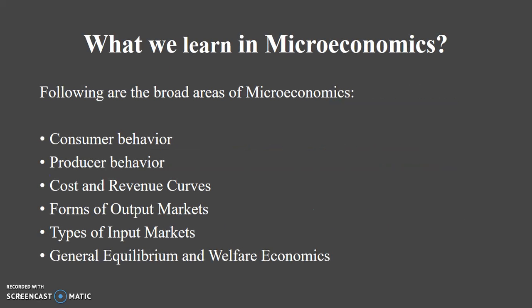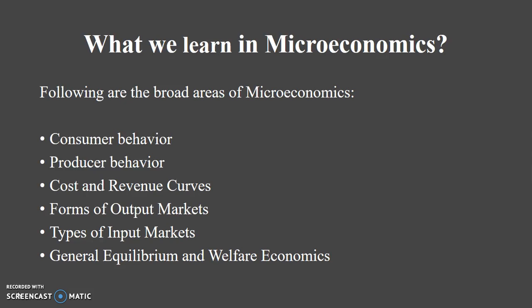we have what we learn in microeconomics, the broader view about the subject matter. We start this microeconomics course usually with consumer behavior, and from consumer behavior we derive the demand curve of the individual and market. Then we move on to producer behavior. In producer behavior, we learn how a producer behaves in certain conditions, and from there we derive supply curves.